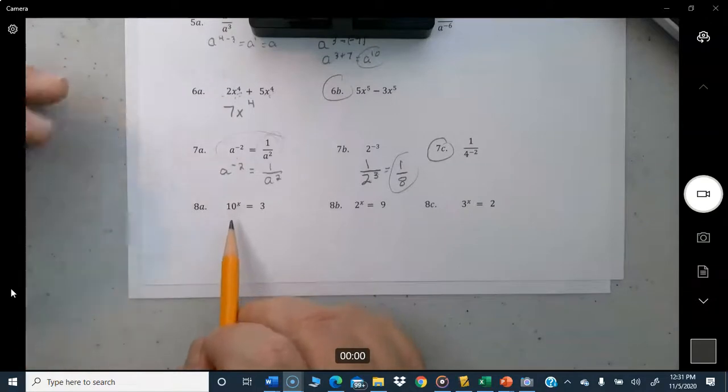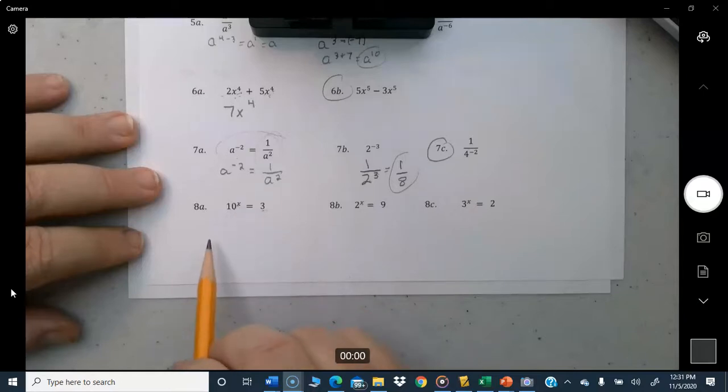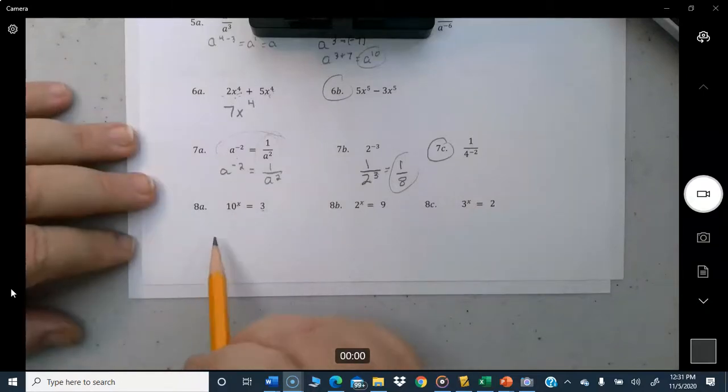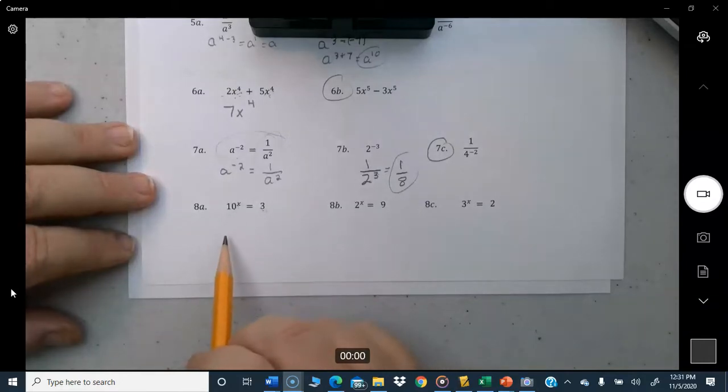So, how do you get to that x? If instead of 3, this was 100, you could look at this and do it in your head. 10 raised to what power gives me 100? That would be 2. But it's not 100. It's a number that there's not a nice integer value for. So 10 raised to what power gives you 3?